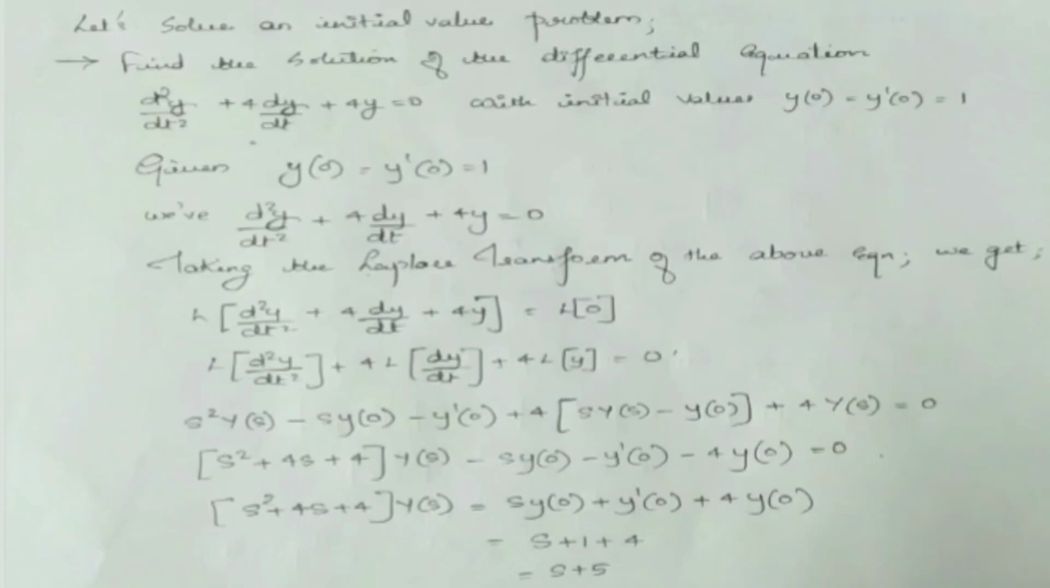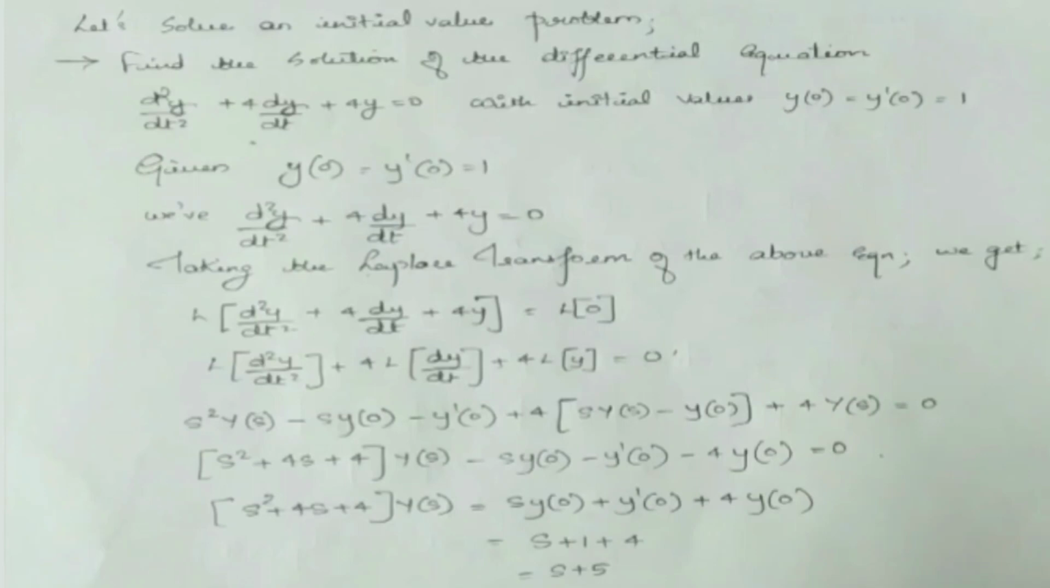Let's solve an initial value problem. Here we have to find the solution of the differential equation given by d square y by dt square plus 4 dy by dt plus 4y is equal to 0, or y double dash plus 4y dash plus 4y is equal to 0 with the initial values y of 0 is equal to y dash of 0 is equal to 1.